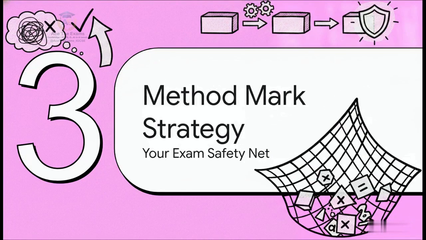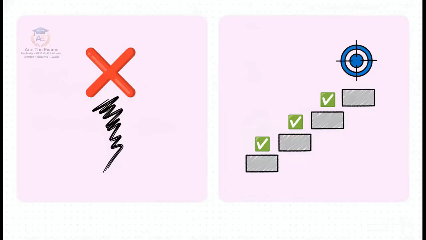Next up is Section 3, the method mark strategy. This is your ultimate exam safety net. So let's talk about a massive source of math anxiety. What on earth happens if you make a tiny calculation error right at the very end of a problem? Well, the crucial thing to remember here is that examiners reward your systematic process. Method marks can and literally will save your overall grade.